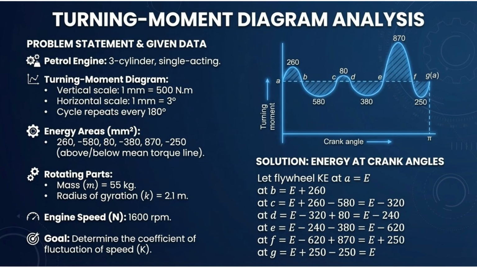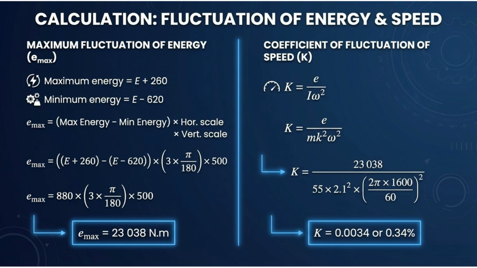Here is a problem statement involving a petrol engine. The goal is to determine the coefficient of fluctuation of speed, K. We start by analyzing the energy at various crank angles based on the given energy areas. We calculate the maximum fluctuation of energy, Emax, using the maximum and minimum energy values and the provided scale factors. Then, we use the derived formula for K to calculate the coefficient of fluctuation of speed.